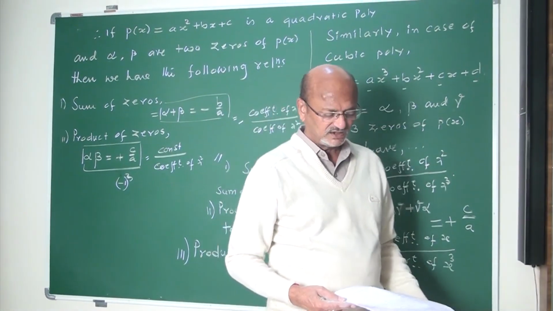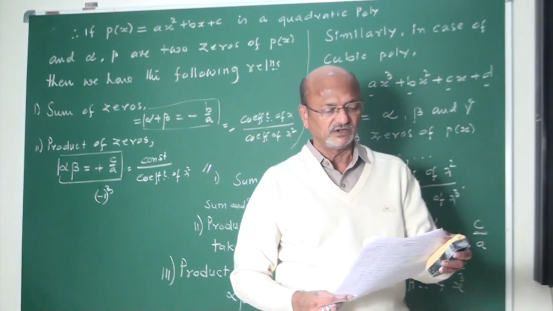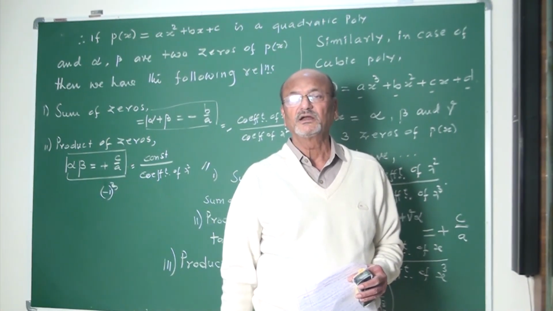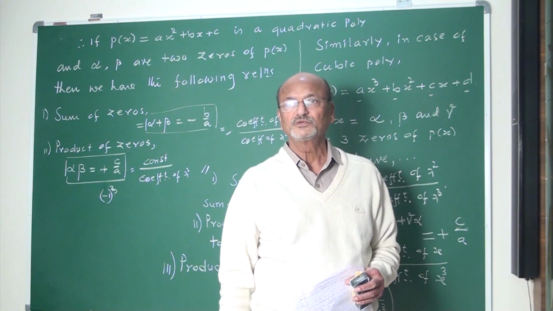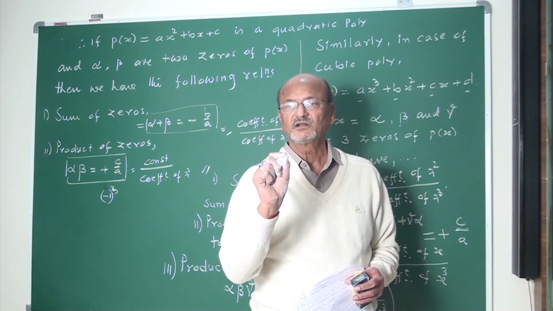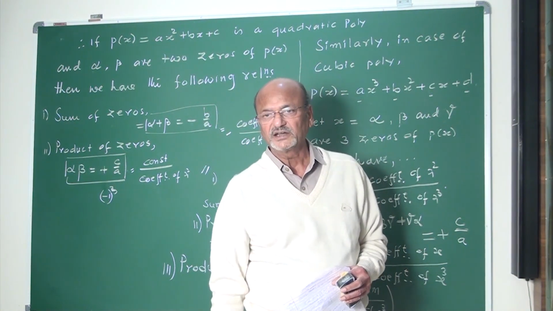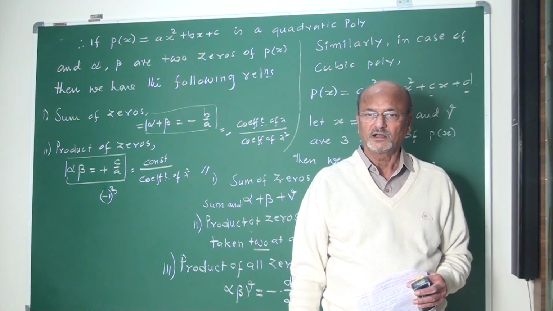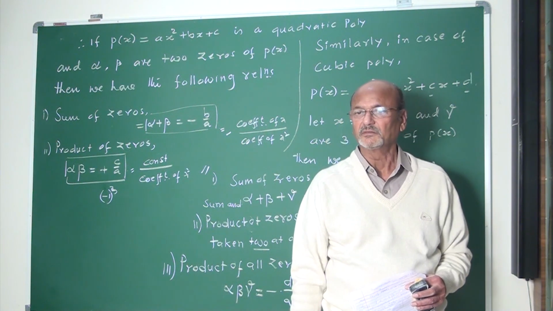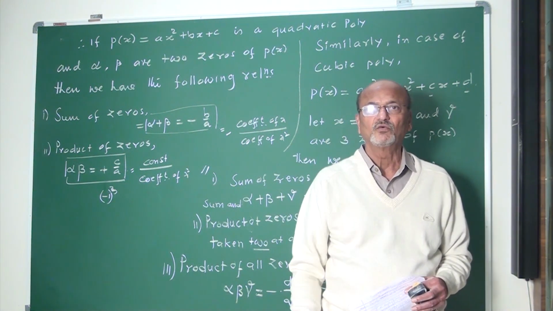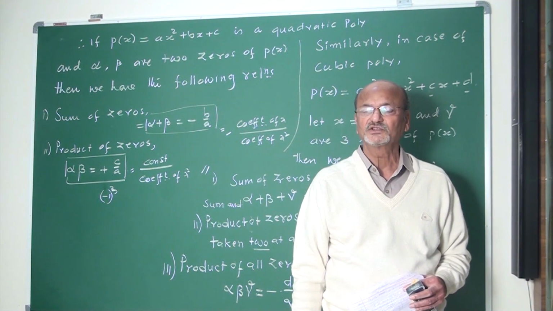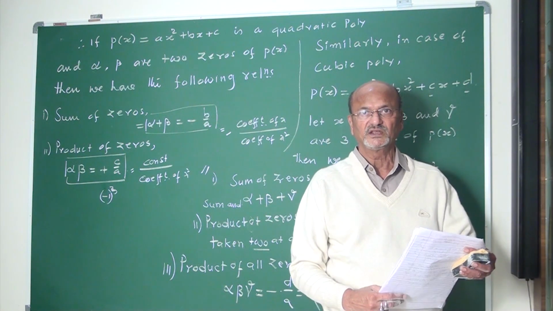Yes, my friends, this gives the relation between the zeros and the coefficients. For linear, it is minus b by a, only one. For quadratic, minus b by a and c by a. For cubic, minus b by a, plus c by a, minus d by a. Then we have some related examples based on this. These examples we can expect under 3-mark questions.